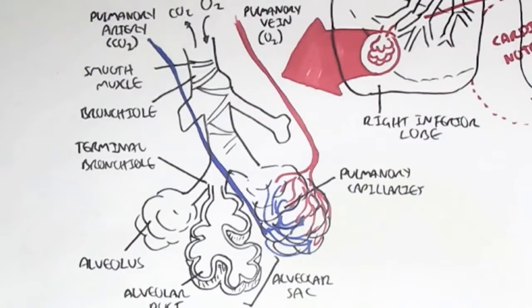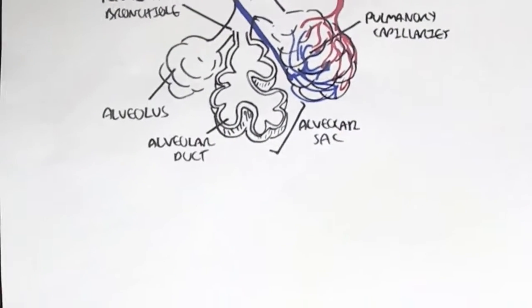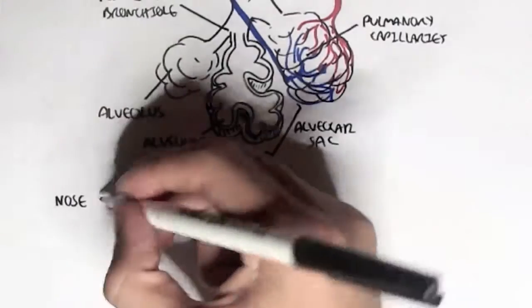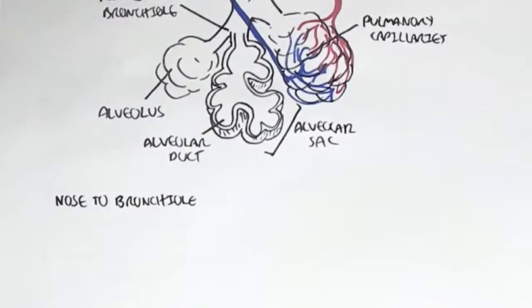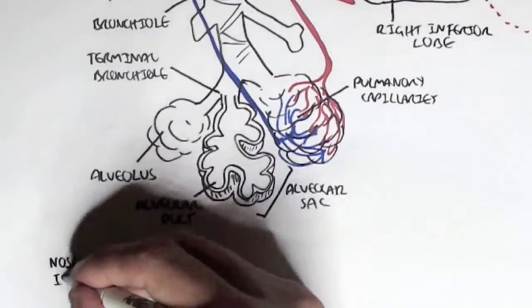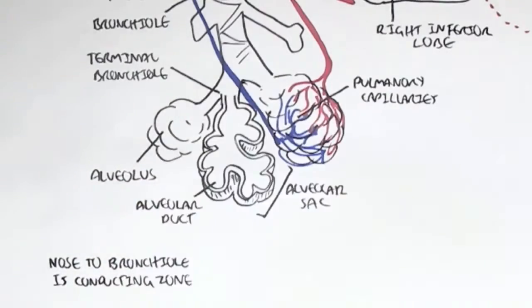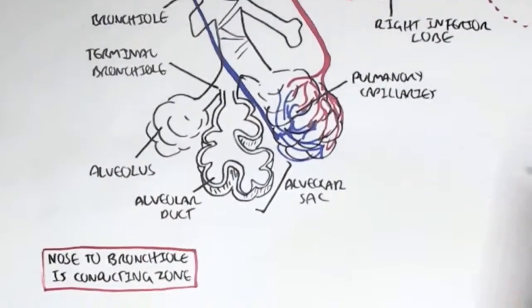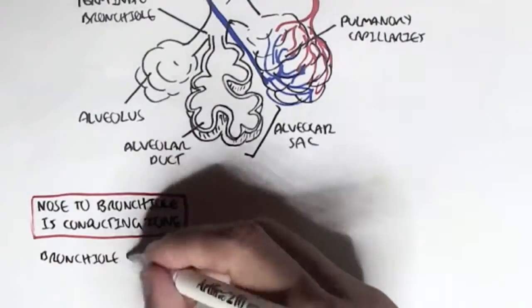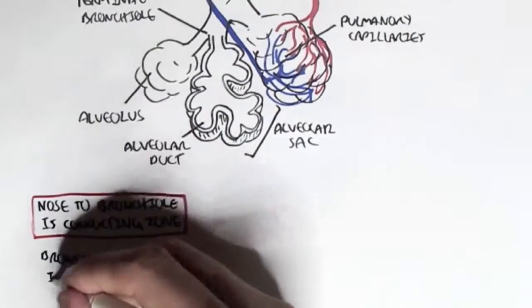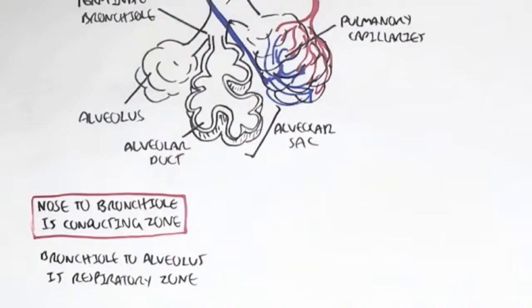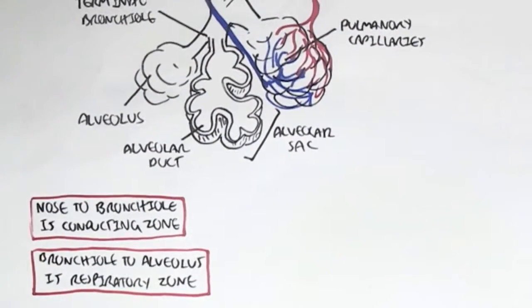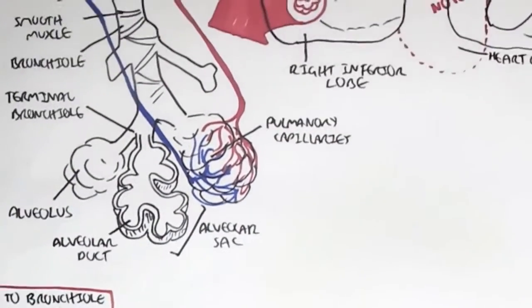And we'll get back to that again if you don't quite understand it. But another two concepts you should understand is that the pathway from the nose to the bronchioles is called the conducting zone of respiration. From the bronchioles to the alveoli, the one meaning alveolus, is known as the respiratory zone. And this is where the exchange of oxygen and carbon dioxide happens.